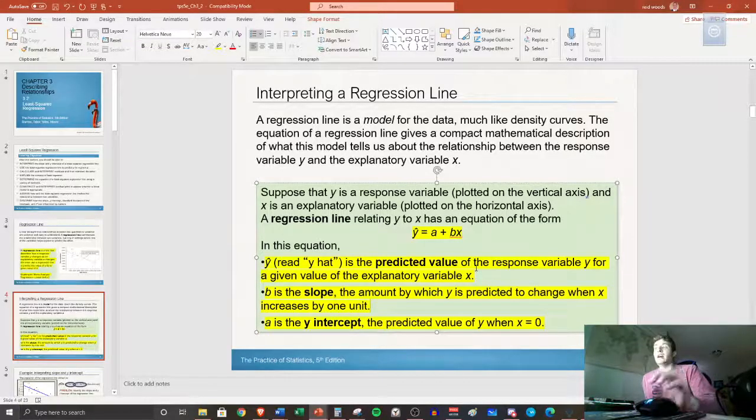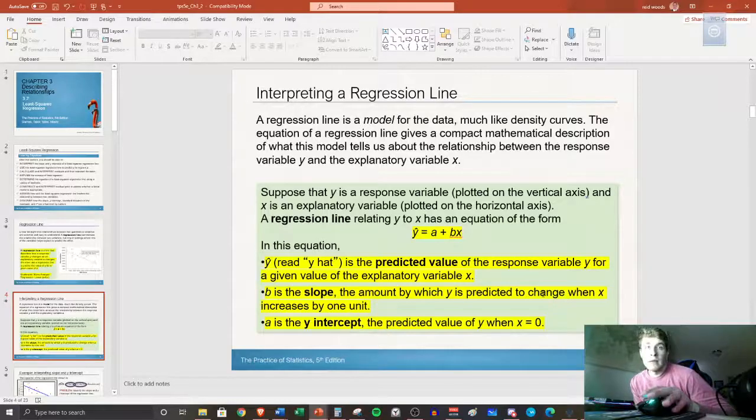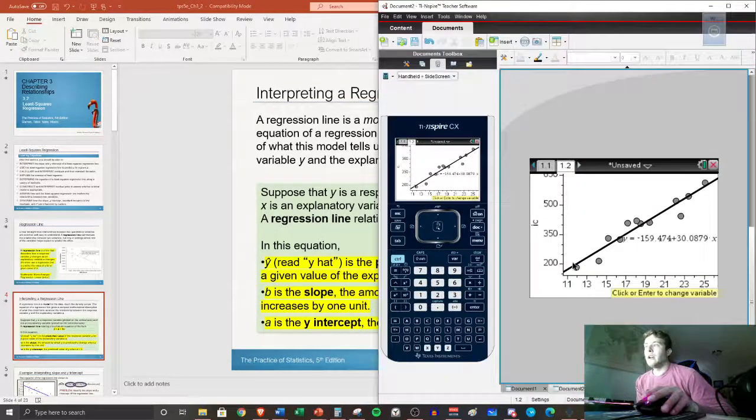Change in y over the change in x, so it's the unit rate, right? And then a is the y-intercept, which is the predicted value when x is equal to 0. Okay, I'll pause and let you write that. Alrighty. So if we go here, what is this predicted value down here?